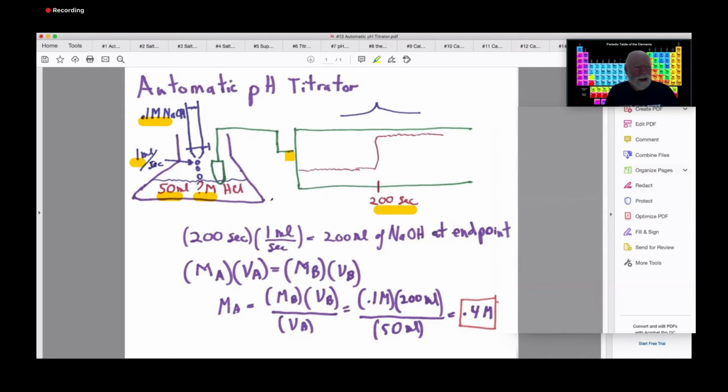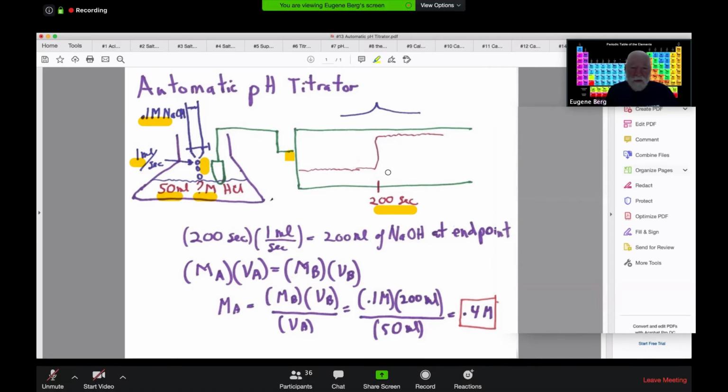Once they adjusted this, they could let the sodium hydroxide dribble into the hydrochloric acid, and they could go get a cup of coffee, and come back later, and here's what the titration would look like. This is what the graph would look like. Now notice the key thing. You can tell where the endpoint is because that's where you get this steep change.